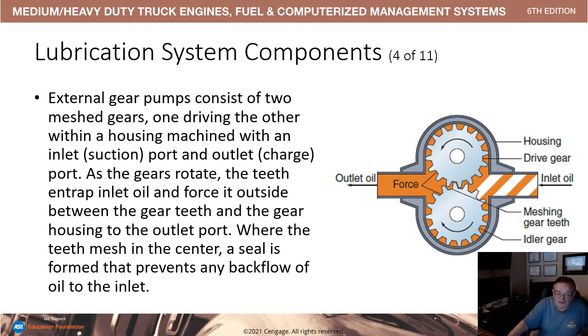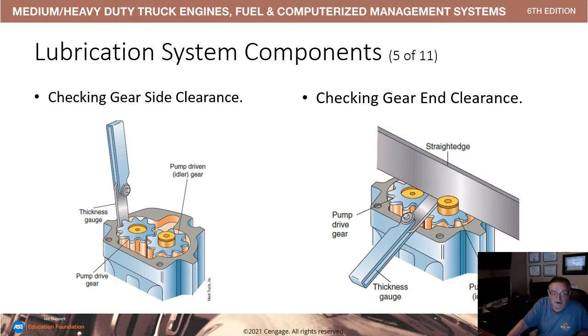External gear pumps consist of two mesh gears, one driving the other, within a housing machined with a suction port and an outlet charge port. As the gears rotate, the teeth entrap the engine oil and create a flow, and where the two teeth mesh in the center, a seal is formed that prevents any backflow of oil to the inlet. Checking side clearance and checking end clearance on gears. These pumps generally last the life of the engine unless there's a problem. It's a rare occurrence that you check one. They generally are replaced.